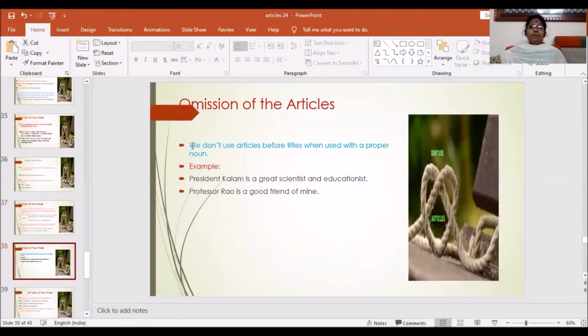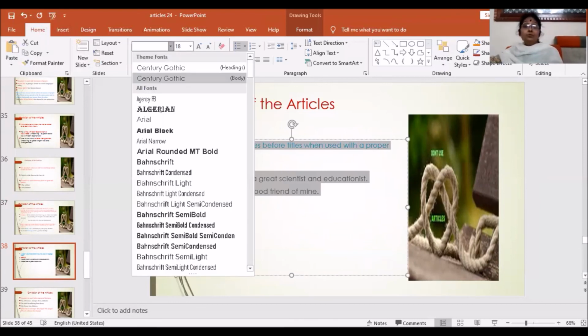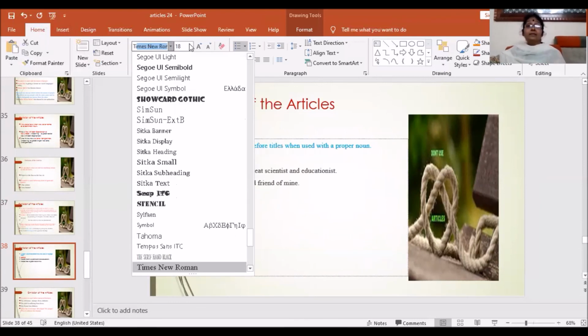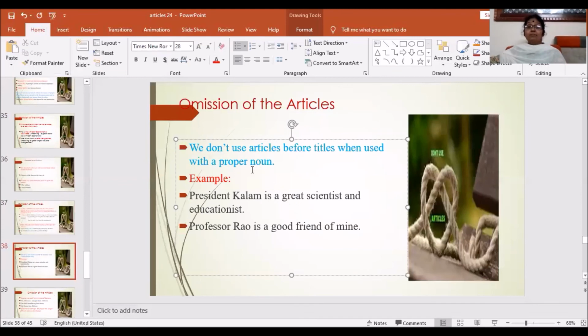Then we do not use articles with a proper noun. Now you know that we don't use an article when we are using it with a proper noun, right? We don't use articles before titles when used with a proper noun. For example, President Kalam is a great scientist and educationist. So before these titles, we do not use articles. Professor Rao is a good friend of mine, right?